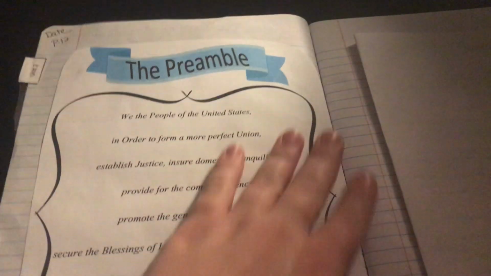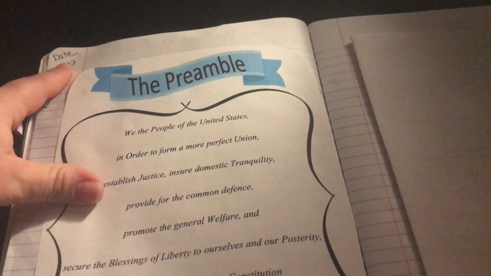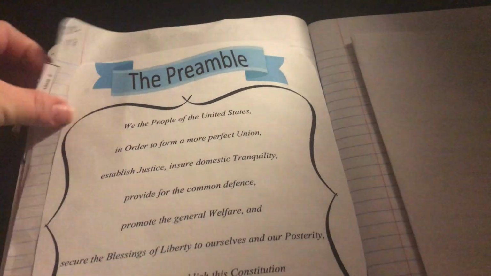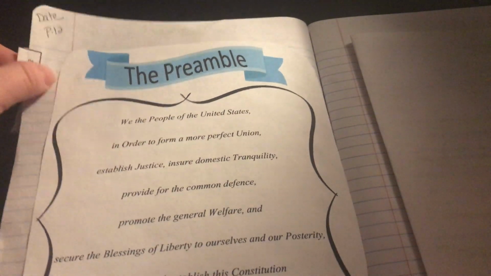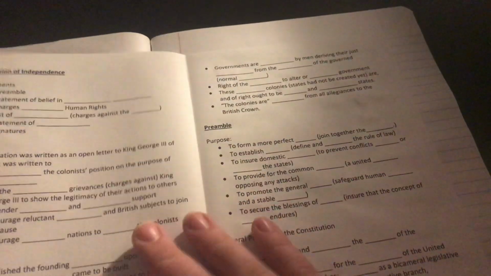Then we're going to put in our Declaration of Independence. You may just fold it and put it in. We're going to put in our preamble. Remember your date and your page number. I folded and put in Unit 2. And then we're going to fill in our notes page.